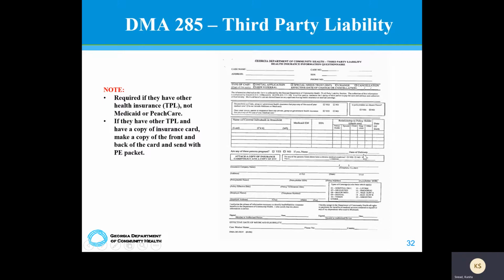And then if they have a copy of their insurance card with them, please make a copy of that insurance card, the front and back, to send along with the DMA 285. But if they don't have it available, that's fine. They still will need to complete as much information as they can on this form. Again, this is the DMA 285, the third-party liability.